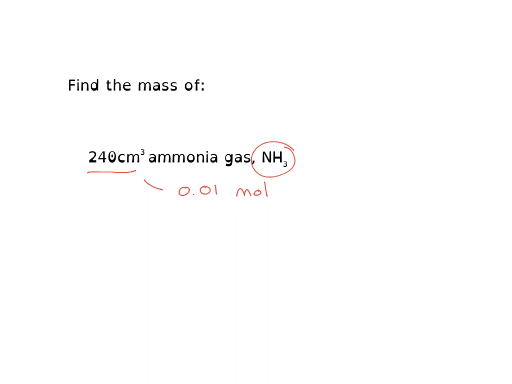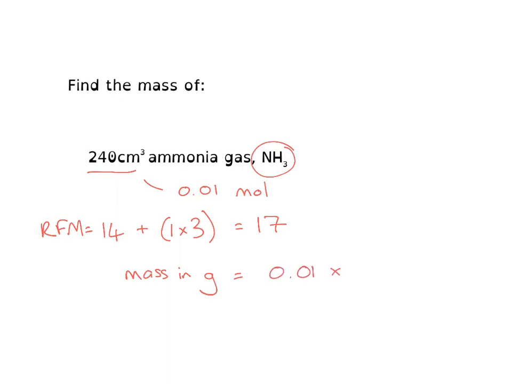So I look on the periodic table and I find that nitrogen weighs 14, sorry, and hydrogen weighs 1. So I have 3 of those. So my RFM is 17. That's my mass of 1 mole. If I have 0.01 moles, therefore, my mass in grams is going to be the number of moles I've got, 0.01, times the mass of 1 mole, 17, and then I would get 0.17 grams as my answer.